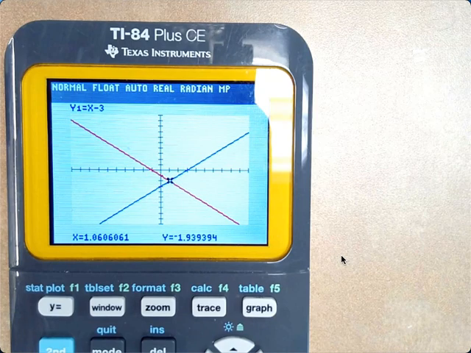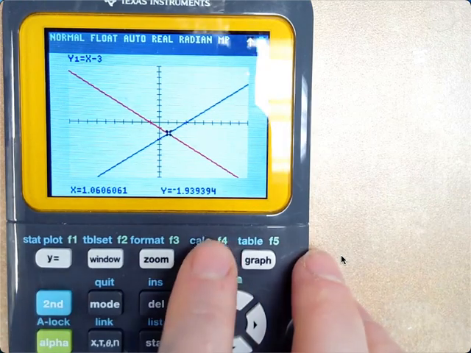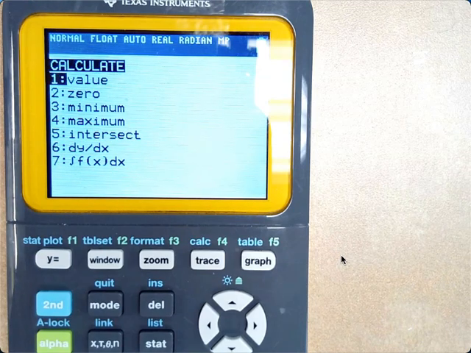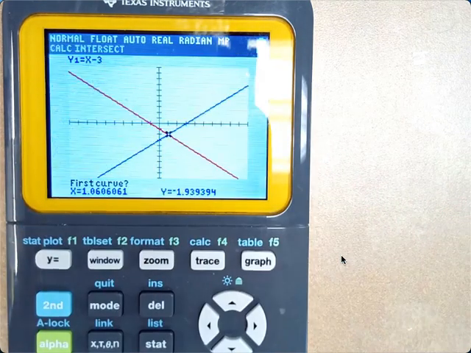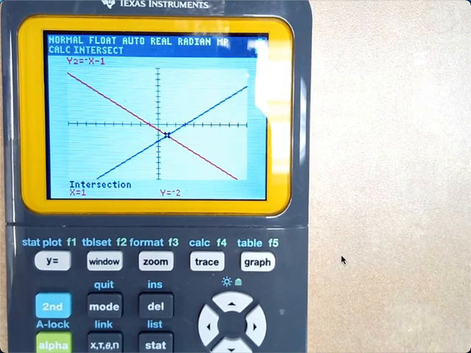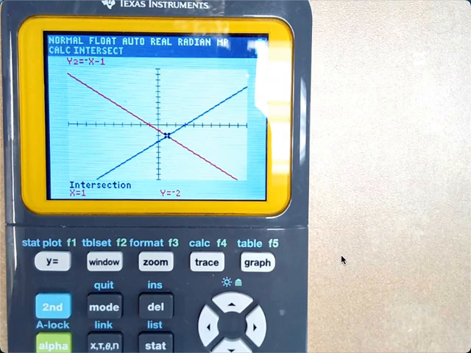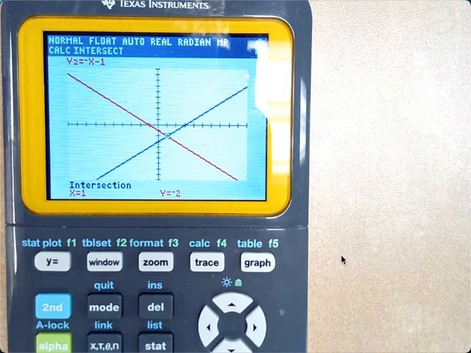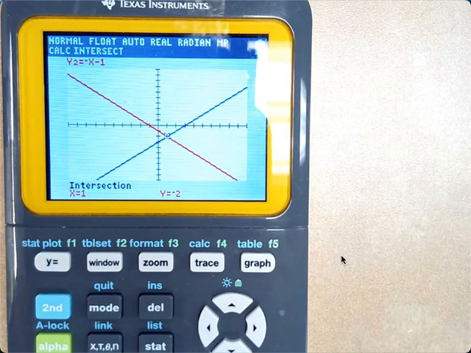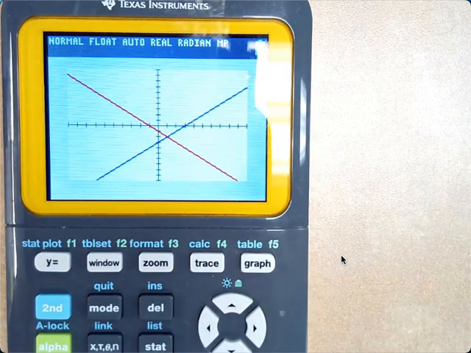Do y'all remember how to calculate the intersection point? I think y'all learned last year, but let's go ahead and do it. It'd be second trace, which is calculate. What are we calculating? Intersection, so that's number 5. And then we hit enter 3 times. Enter, enter, enter. 1, -2. Cool, right? And that's exactly what we got. So I just showed you 3 ways of finding your solution by graphing. By hand, checking it with our test, and then also graphing and calculating the intersection point.